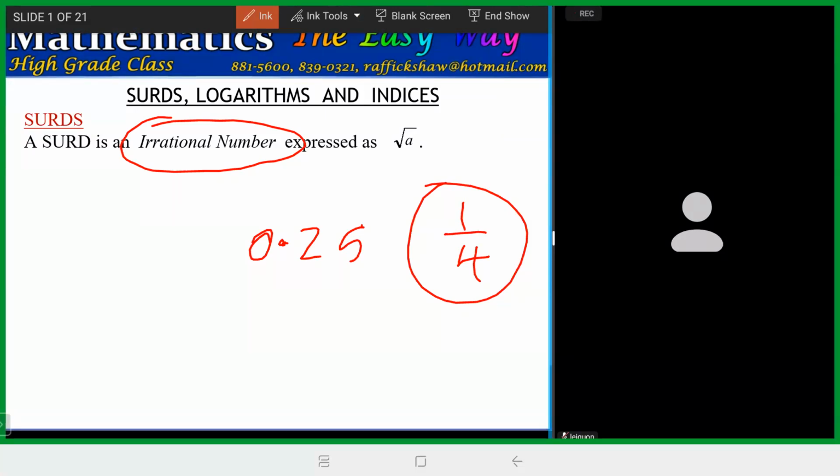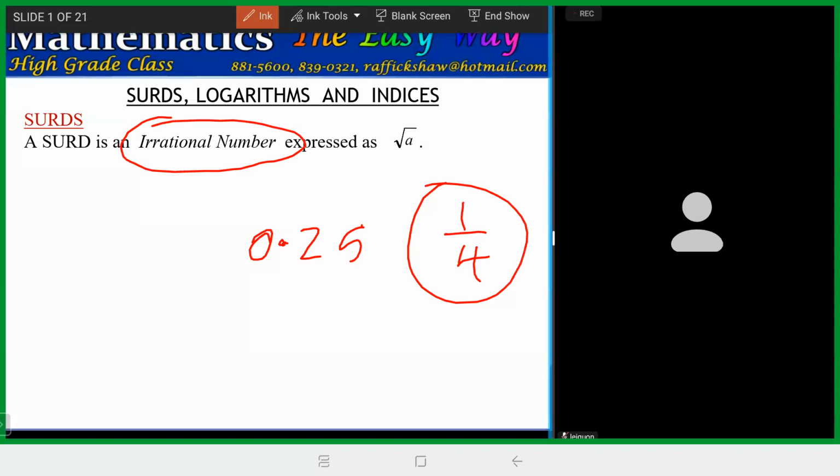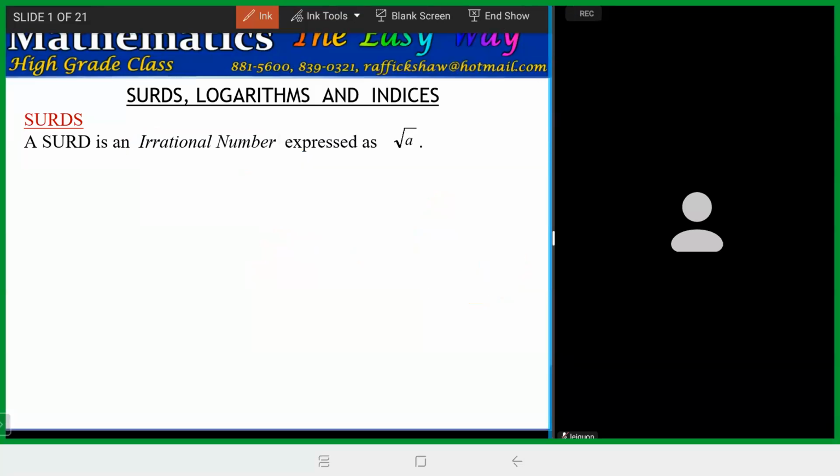Right? So an irrational number is a number that cannot be expressed as a ratio, having a whole number numerator and a whole number denominator. That's what an irrational number is: a number that cannot be expressed as a fraction having a whole number numerator and a whole number denominator.